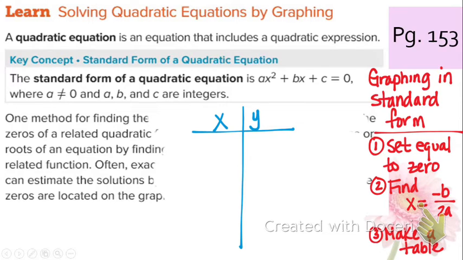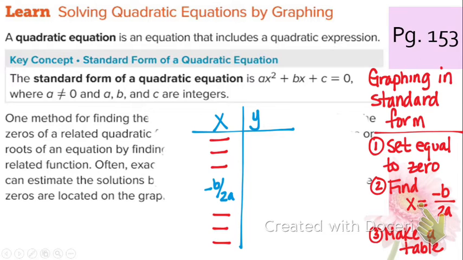Yesterday we graphed in vertex form, and today we're graphing in standard form, so it's completely different. When you create your table, whatever you get for step 2 is going to go in the middle of your table. Whatever you get for the opposite of b over 2a goes in the middle. Then you're going to count backwards and forwards.